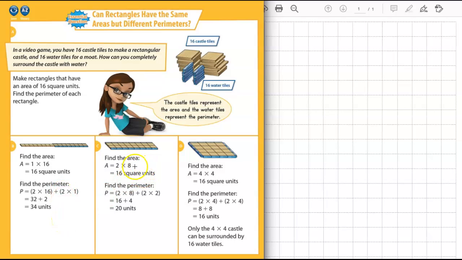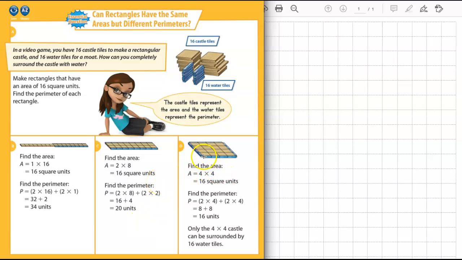So here, find the area. You have 2 by 8, which is 2, 4, 6, 8, 10, 12, 14, 16 square units. The area on this one is 16 square units. And the perimeter, if I put 8 here, 1, 2, 3, 4, 5, 6, 7, 8, 1, 2, 3, 4, 5, 6, 7, 8 on this side, that's 16 units, but I don't have a moat on this side or this side. So I would need 20 units to go around the perimeter of this castle.